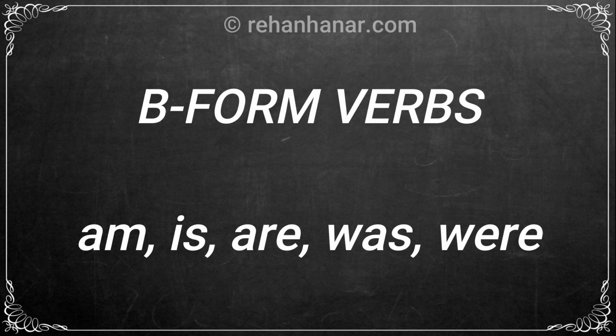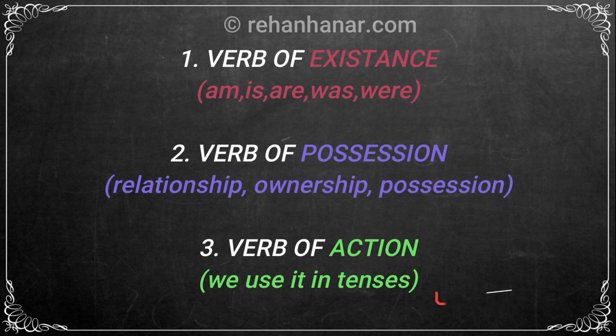In English, if you use the be form verbs such as am, is, are, was, were, they are all verb of existence. It should come alone, because the be form verb will help the other verbs for continuous tense, for passive voice. They will help the main verb. I am not telling about it. I tell only about the existence. Is, are, was, were.